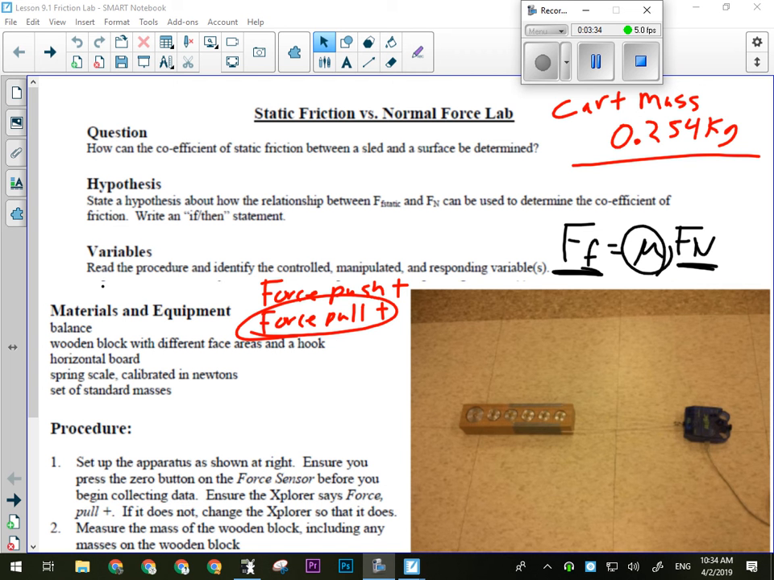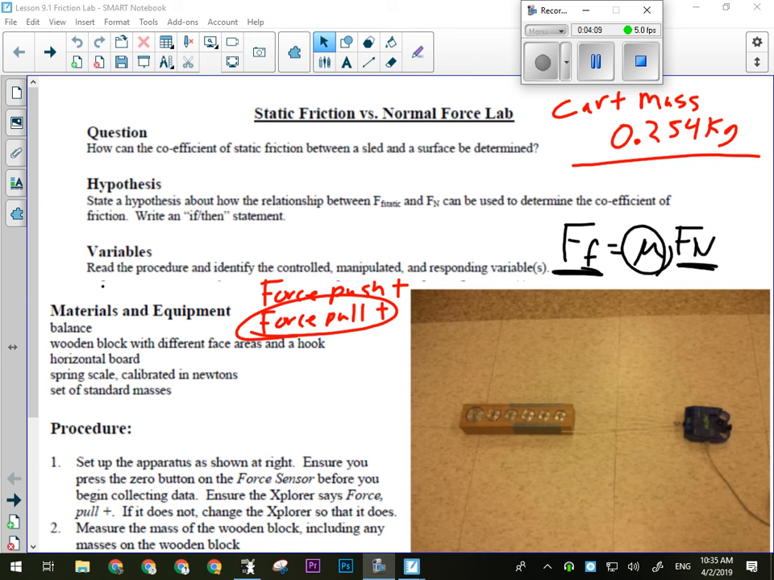For our variables here, remember we need a manipulated variable, which we kind of talked about, and a responding variable, which we also kind of talked about. They're the two things we're measuring, and then we need three controlled variables. Now, one of these is crucial. One of the controlled variables in this lab is actually something we're looking for in this lab, so we need to make sure that stays constant. In order to control a lot of the variables here, we need to make sure that the surface we use is the same.